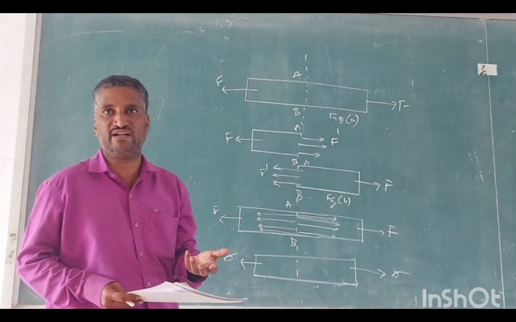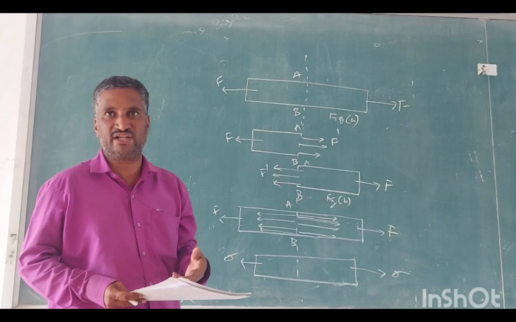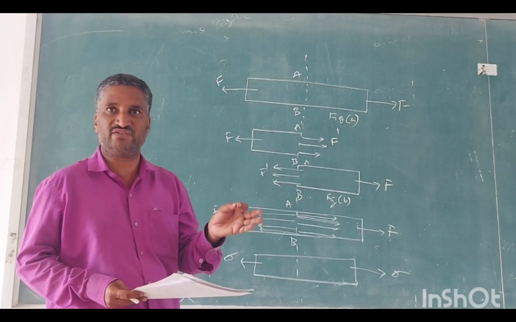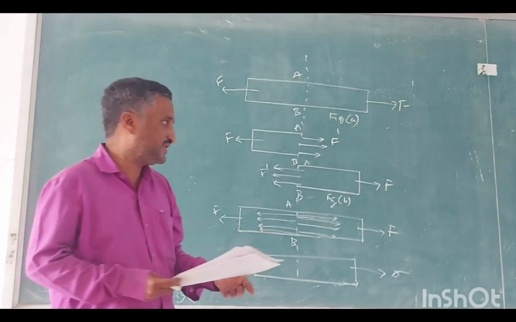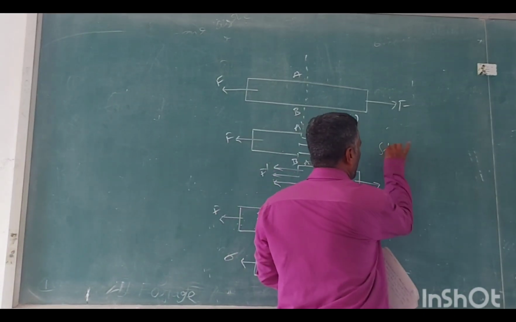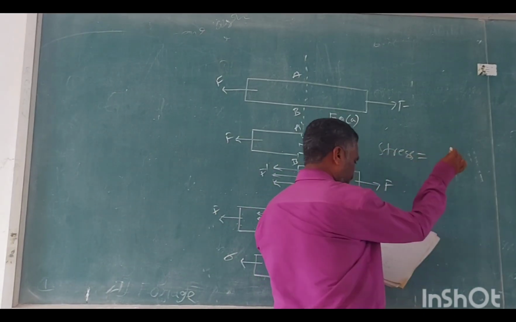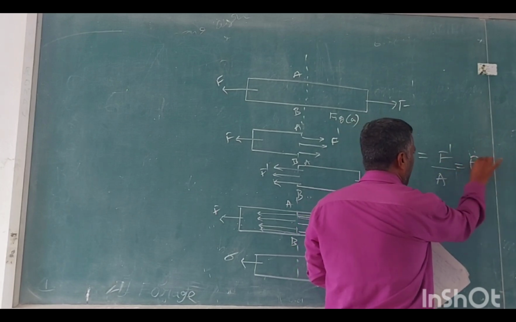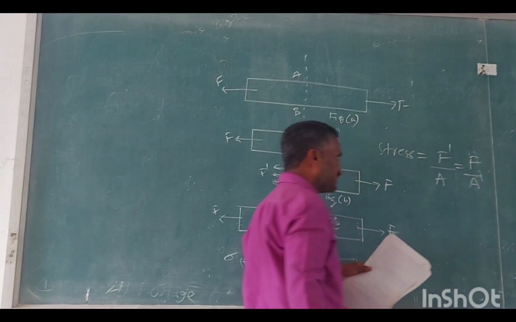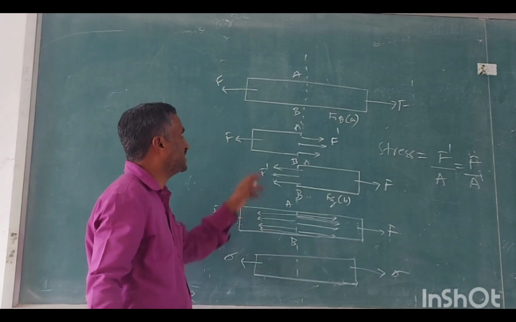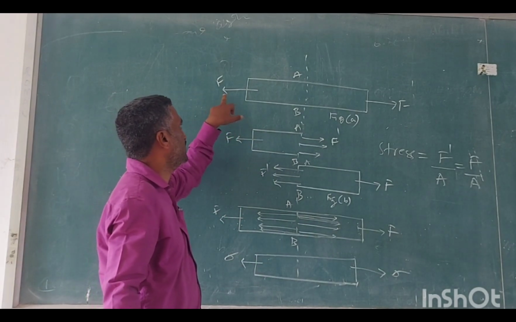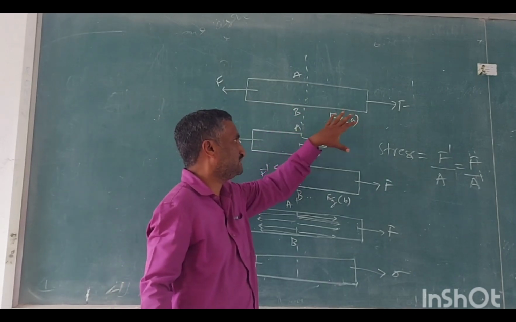So if you define it, the internal resistance offered per unit area is called stress. Mathematically we can say stress equals force by area, or F by A, or F dash by A. Why are you taking F dash by A? You can see in the first diagram you apply load in two opposite directions, F and F. This is the applied load.